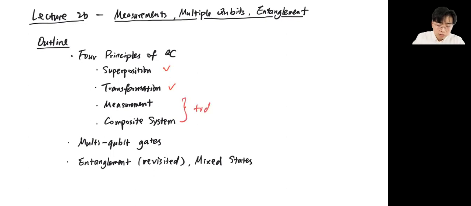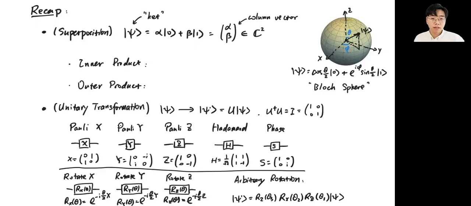Today, we're going to finish the remaining two principles, namely quantum measurement and composite systems to describe multiple qubits. In today's lecture, we will also come across concepts like multi-qubit quantum gates, and we will revisit the entanglement properties and introduce a more general representation of quantum states called mixed states. Today's lecture is going to be a bit technical, so we'll be using the notation we introduced from Lecture 2a. Let's take a quick recap of what we learned last time.